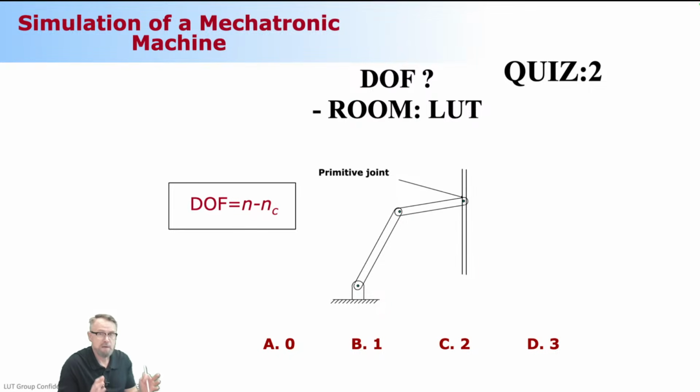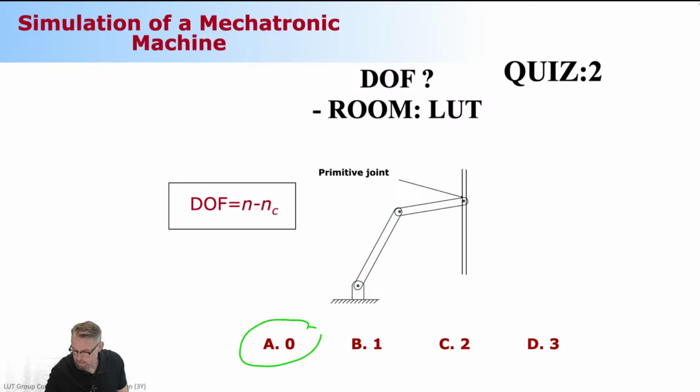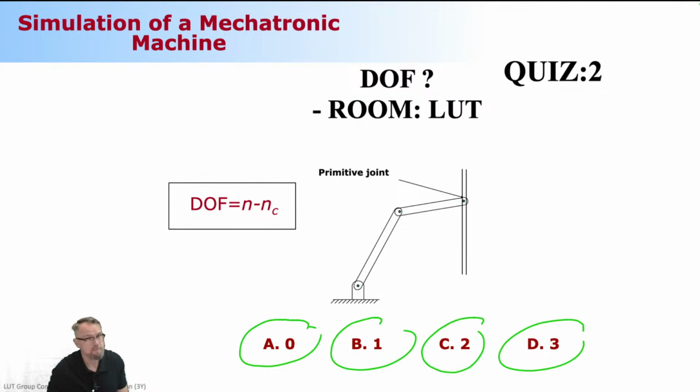All right. First, compute how many unknowns. How many moving bodies are in this system? If you're convinced that that's the number, then multiply the number of moving bodies by 3. That's going to be the number of unknowns. Then look at how many constraint equations you have: how many revolute joints, how many primitive joints, and that's it. The options are going to be 0, 1, 2, 3.